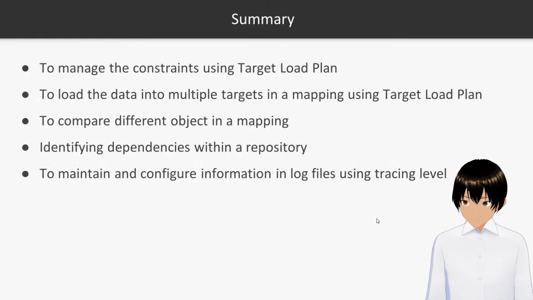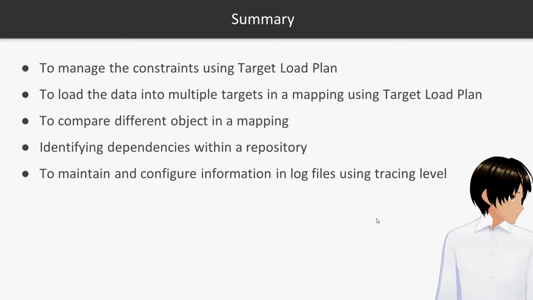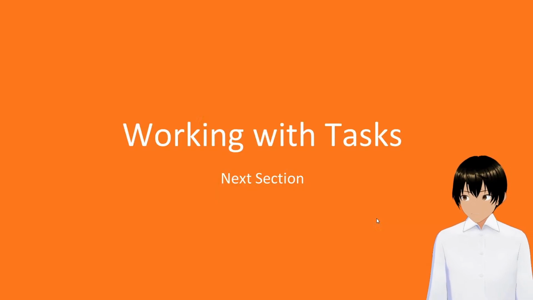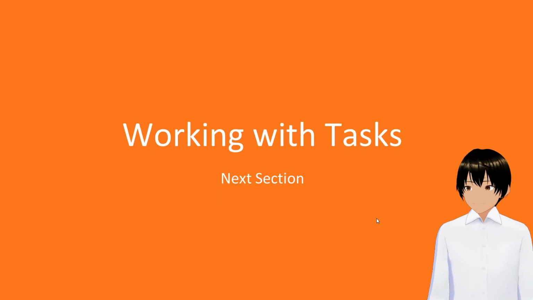In this section, we talked about how to manage the constraints using target load plan, how to load the data into multiple targets in a mapping by using target load plan, how to compare different objects in a mapping, identifying dependencies within a repository, and how to maintain and configure information in log files using tracing level. Next section, the Workflow Manager screen and the various tasks present and other advanced features.